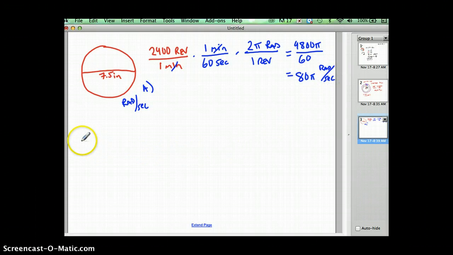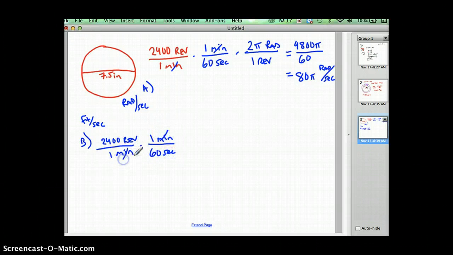So that's part A. Part B, we're supposed to find the linear speed in feet per second. Again, I'm going to start with what we were given, revolutions per minute, and I needed to get into seconds, so if minutes were on the bottom, then minutes go on the top. 60 seconds in 1 minute. I forgot over here to cancel out the revolutions. See how you have radians per second? Okay, back down here. So minutes cancel.